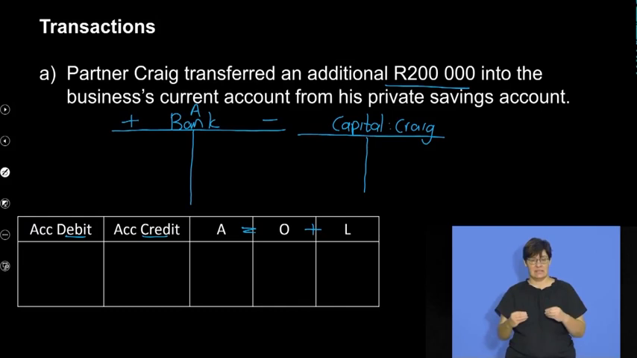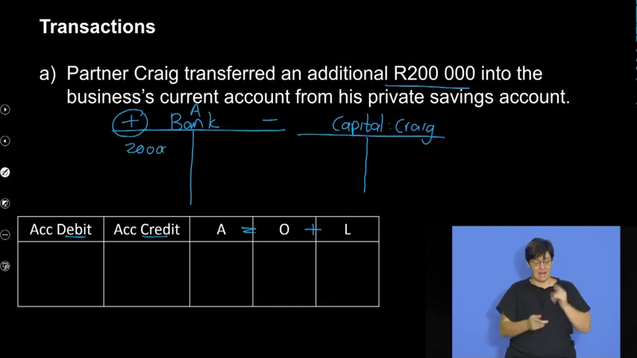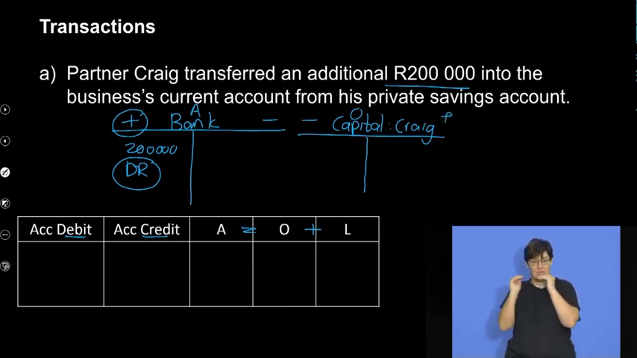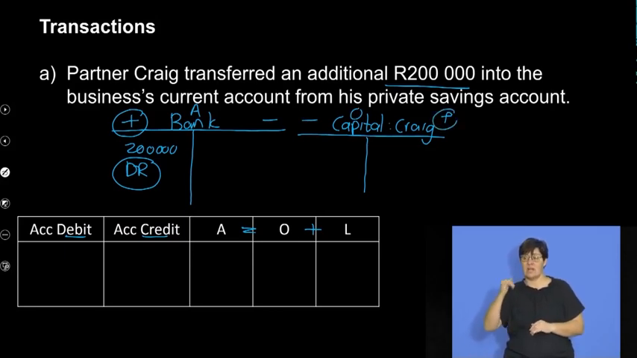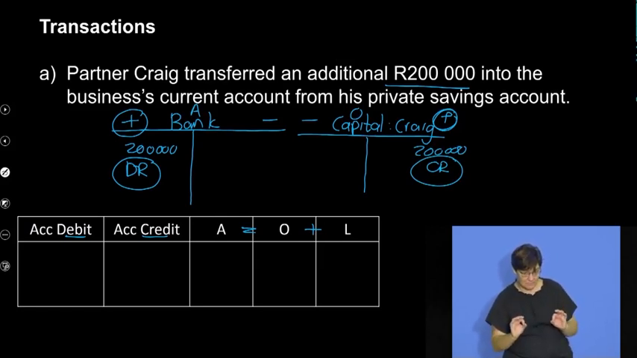The business is receiving 200,000. So obviously our bank balance, remember we are the business, right? The business's bank account is increasing by 200,000. So clearly bank will be debited. Right, capital on the other hand, owner's equity, and by Craig contributing an additional 200,000, equity is going to increase. Owner's equity is increasing by 200,000, so obviously here is your credit. Okay, you guys got that. So let's fill that in.